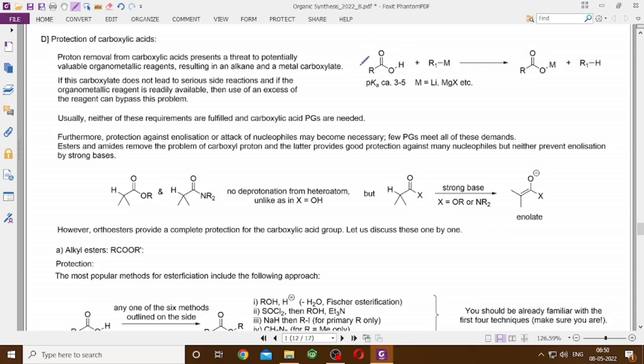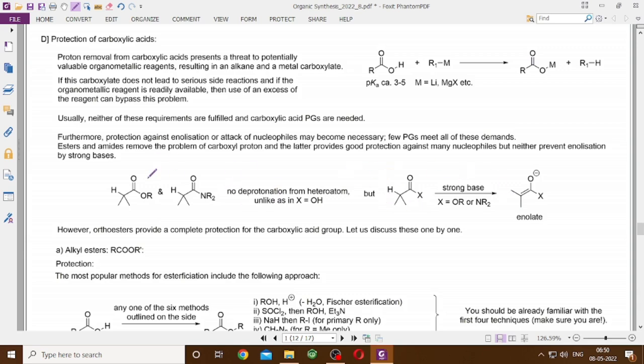The most common, or the most intuitive, protection is to convert this into an amide or an ester. If you don't have a hydrogen here, then the deprotonation reaction cannot happen. However, the amides or esters are by themselves susceptible to nucleophilic attack if the nucleophile is strong enough, and esters, as you know from Claisen condensation, very easily form enolates. So that protection is not ideal.